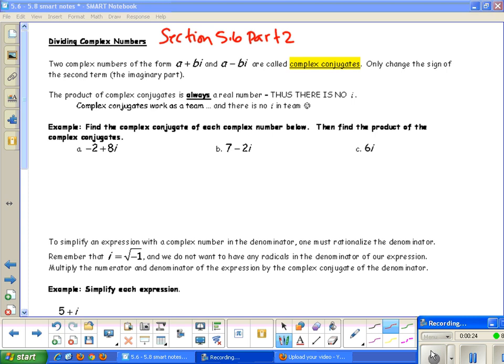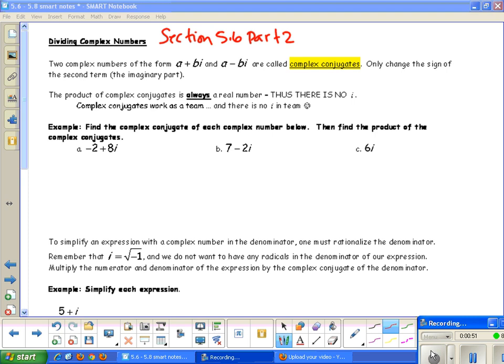Remember that the product of complex conjugates is always a real number, thus there is no i when you multiply them together. So remember that complex conjugates work as a team, and of course there is no I in team, so there should be no i in your answer when you multiply the conjugates together. If we look at this next example, it says find the complex conjugate of each complex number below, then find the product of the complex conjugates.